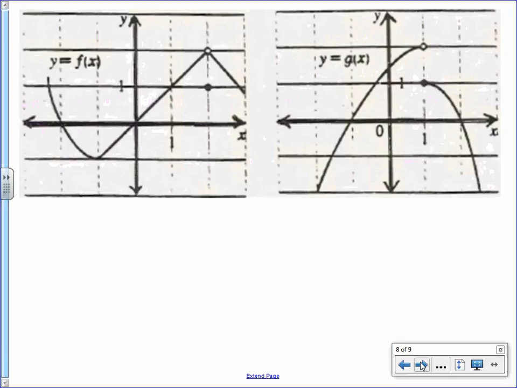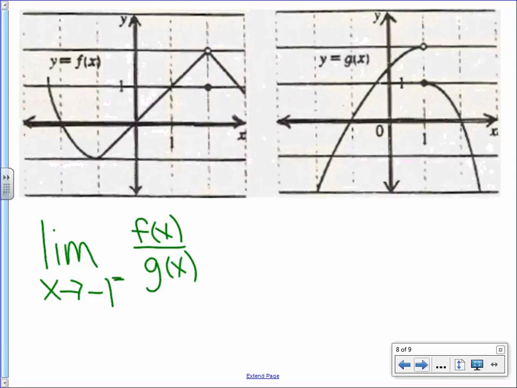Okay, so look at the graphs. I want the limit as x approaches -1 from the left of f of x divided by g of x. So what is the limit as x approaches -1 from the left of f of x? Right there, -1. What about of g? Uh-oh.